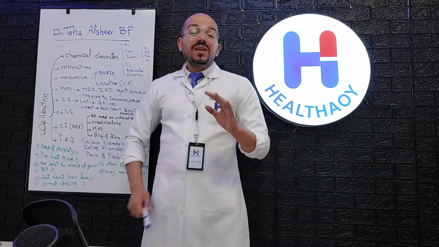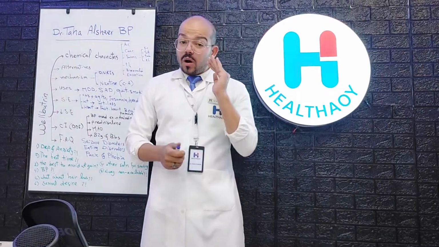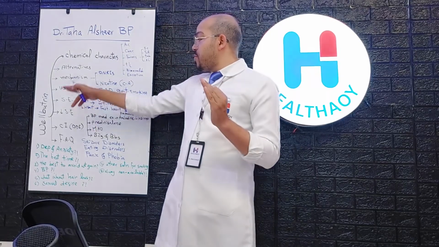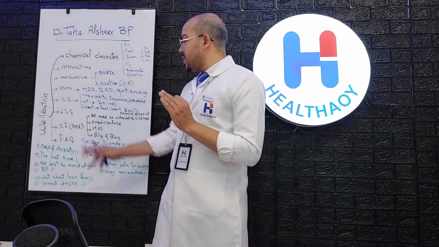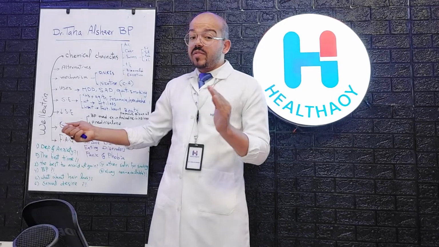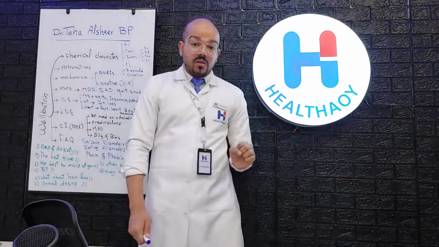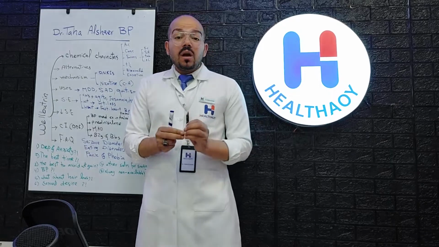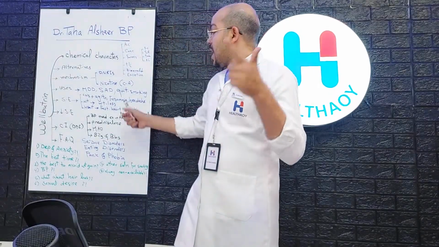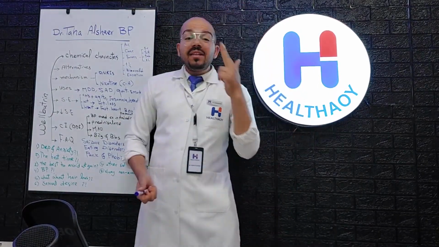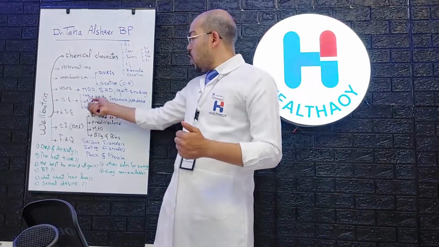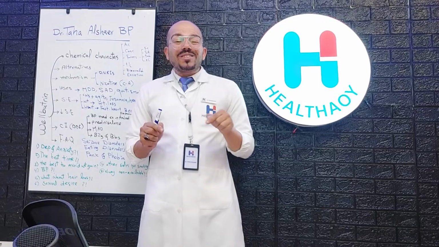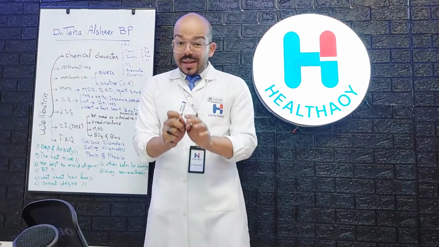Side effects. There are a lot of side effects for Wellbutrin, but I abbreviated them to three types: effects on the CNS, the central nervous system, on weight, and on the heart. On the CNS, it causes agitation, insomnia and headache. On weight, it is the only antidepressant which causes weight loss.